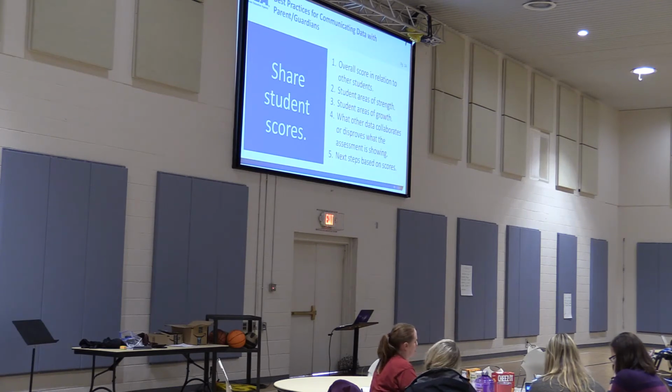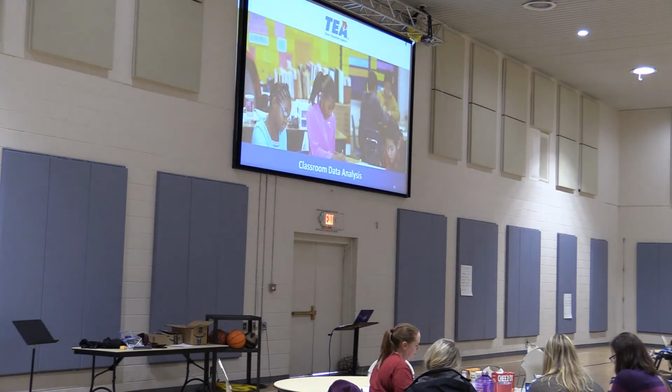It looks like they're really low on this assessment, but I can tell you I've listened to them read and I know that they're able to do this and this and this and this. Does that make sense? So sharing that with parents. And then based on that, what are my next steps?